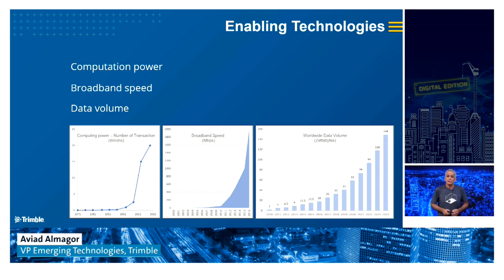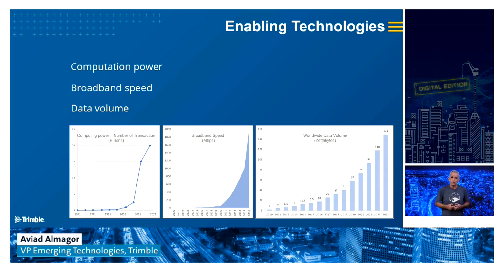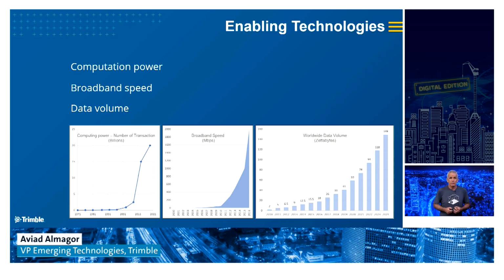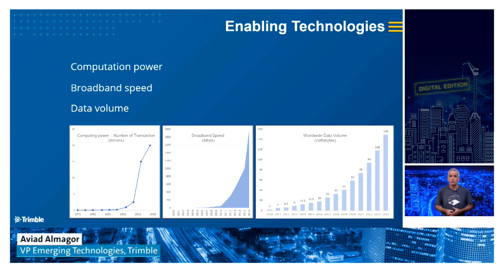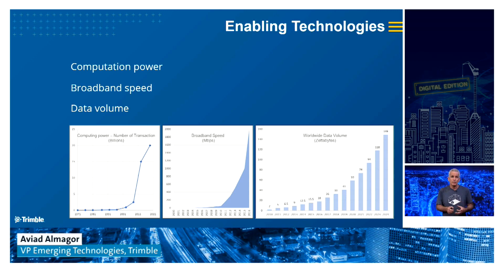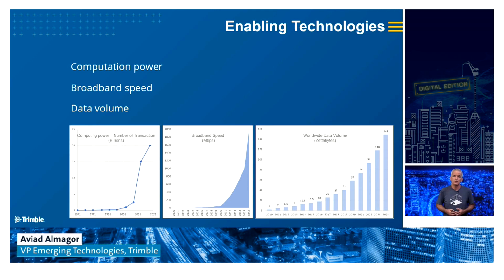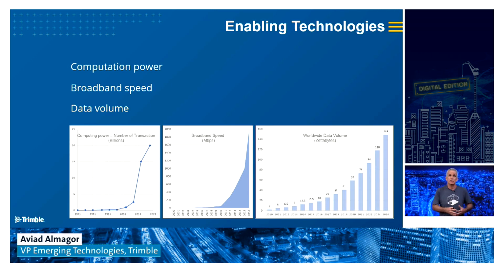A possible answer to this question is enabling technologies. And to be more precise, exponential improvements in enabling technologies. We can talk about 3 technologies that you can see here on the slide. Computation power is the first one. It's the ability to consume and analyze a huge amount of data that is needed to make decisions in construction.